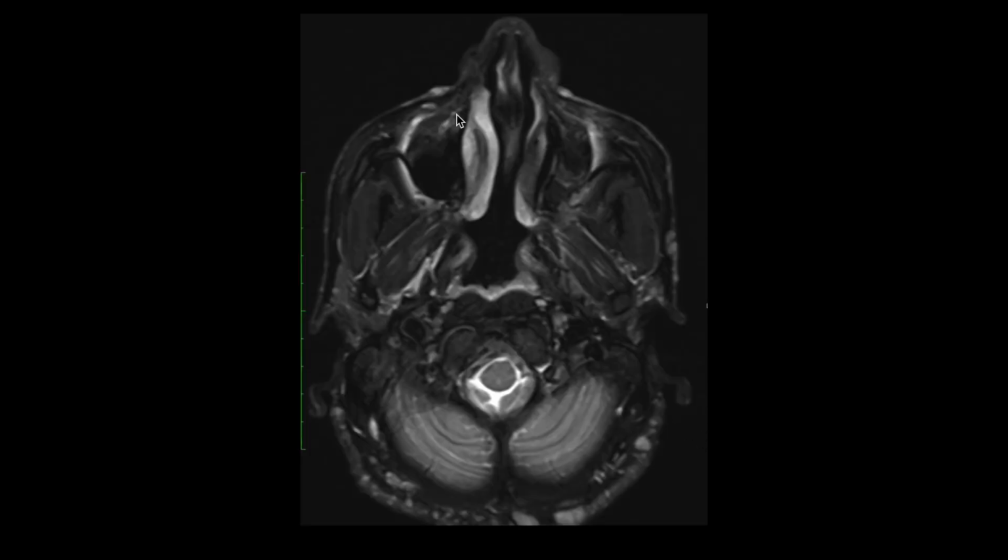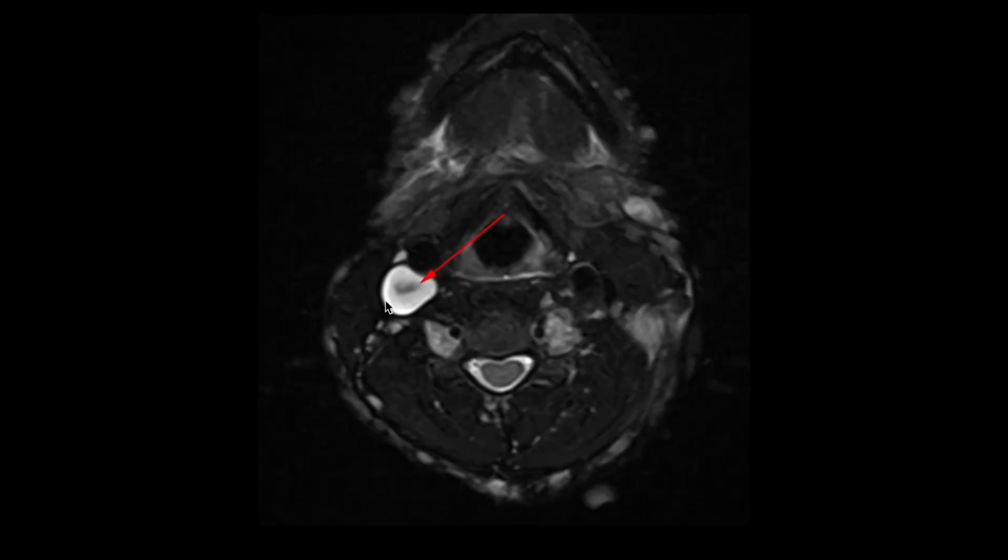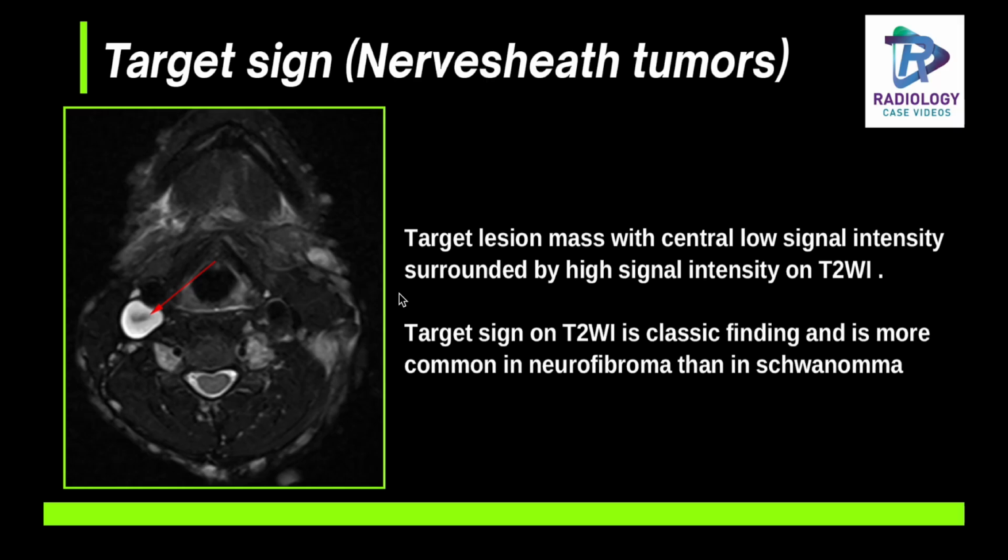Another case here, T2 weighted axial image, you can see multiple skin lesions in the premaxillary area, and also in the occipital region. Here in the carotid space you can see a hyperintense lesion with central T2 hypointensity. This is the classical target sign. A target lesion is a mass with central low signal intensity surrounded by high signal intensity on T2 weighted images. Target sign is a classical finding in neurofibroma rather than schwannoma, but it can occur in both; it's more consistent in neurofibroma. This is a case of neurofibromatosis type 2.